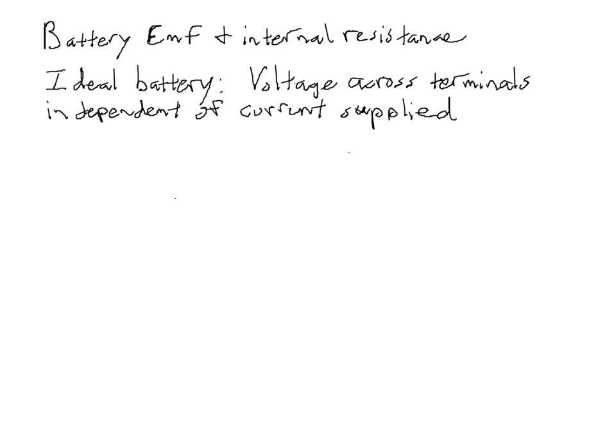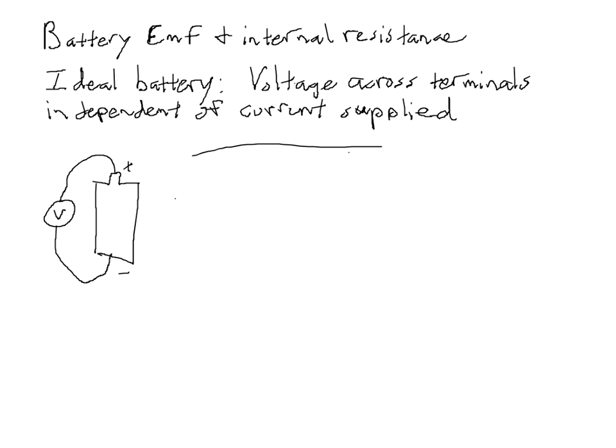What I mean by that is if we have a battery, here's the positive terminal and the negative terminal. And if we were to hook a voltmeter up to this battery, let's say that this is a 5-volt battery, across the positive and negative terminals, then our voltmeter would in fact read 5 volts.